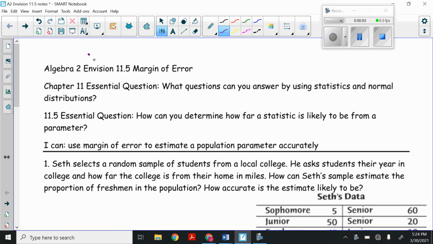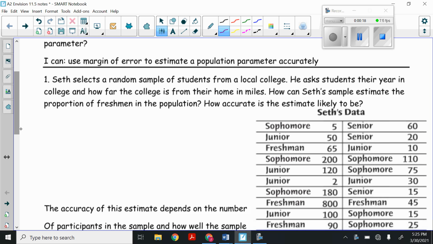All right, today in Algebra 2, we're going to finish up Chapter 11. We're looking at Section 11.5, the margin of error. Our essential question: how can you determine how far a statistic is likely to be from a parameter? After today, you should be able to use margin of error to estimate a population parameter accurately.